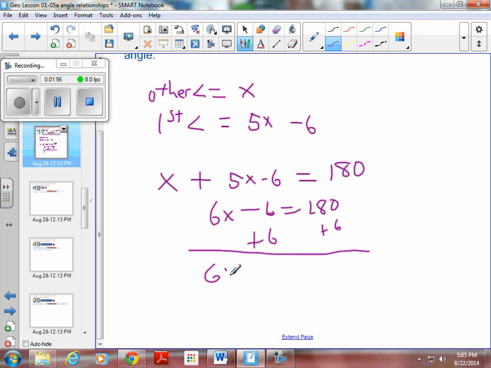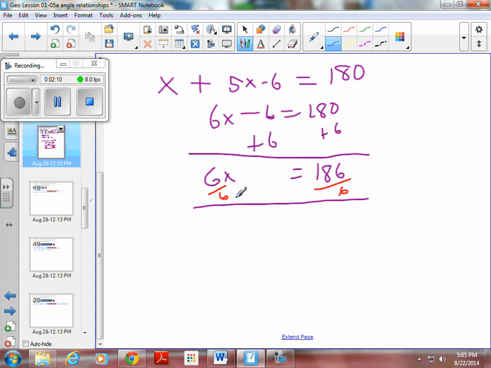So I end up with 6x equals 186. And then I'm going to divide both sides by 6 here. And so I get x by itself now. My variable has been isolated. 6 goes into 18 3 times, and 6 goes into 6 1 times. So x is equal to 31 degrees.